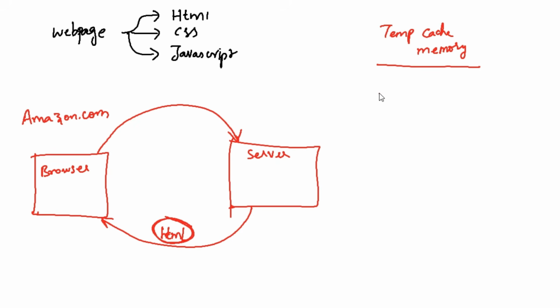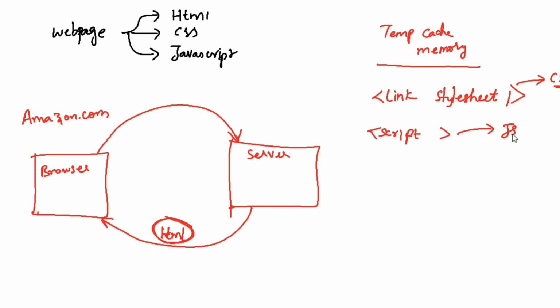During parsing, if it finds a link stylesheet, then it will get the CSS resources and download them in parallel. So once it finds the CSS link stylesheet, it will download the CSS file in parallel. And during this parsing, if it finds the script tag, then it will download the respective JavaScript resources. It will store all this in a temporary cache or temporary memory.